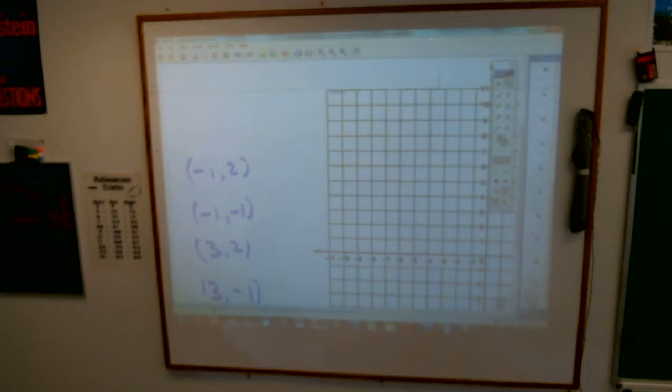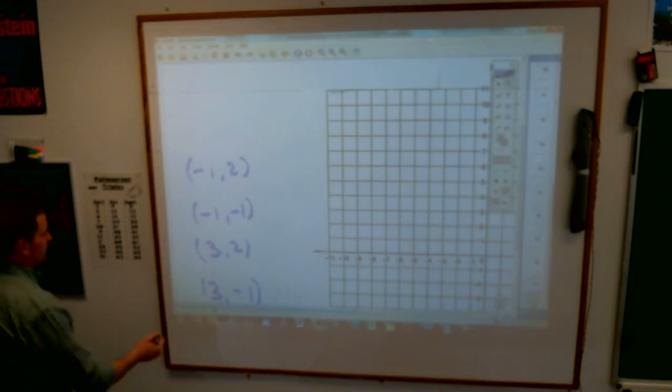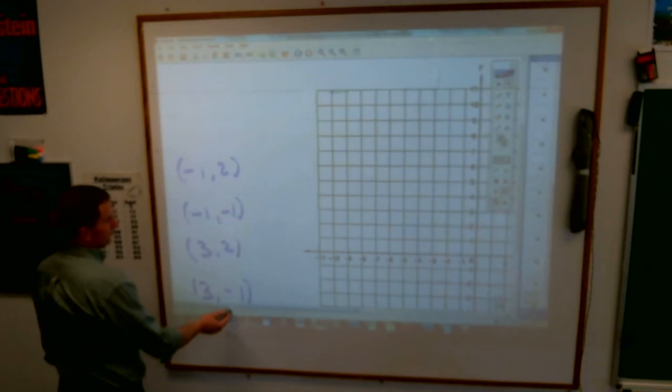You plot the points and they form a rectangle. I can't tell you any more than that. This is what it should look like for those of you that are somewhat scared.